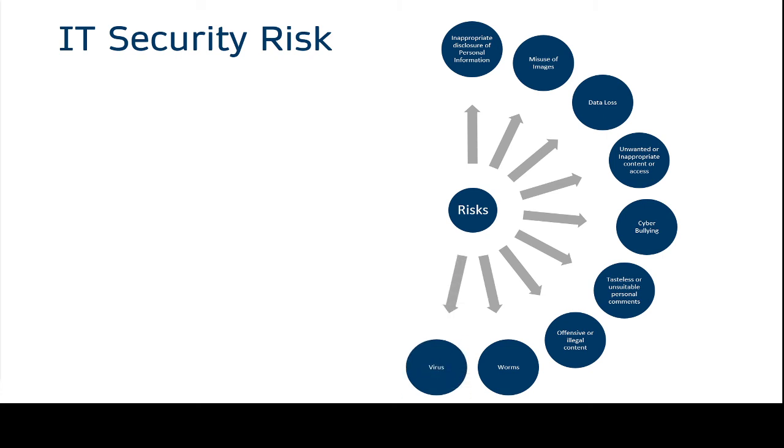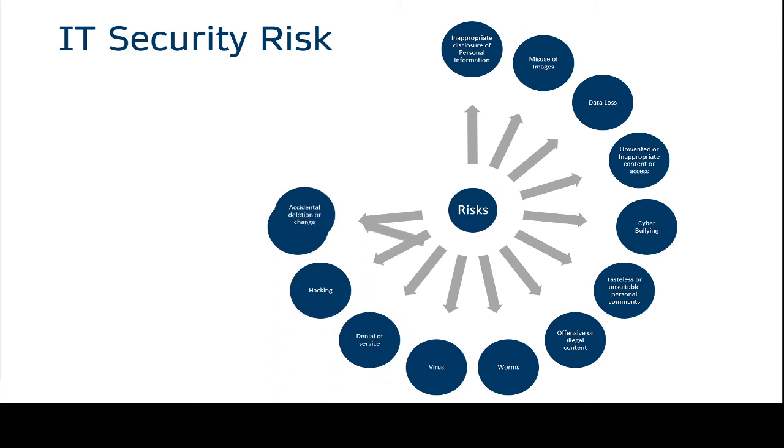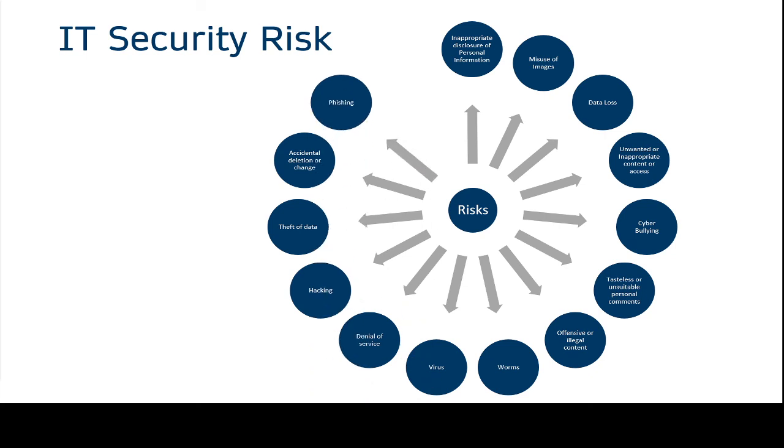worms, which are like viruses. Denial of service is a type of computer hacking attack. You've got hacking itself, where information has been stolen. Theft of the data, it's not been lost, it's actually been stolen. They've stolen the computer equipment, or they've hacked into the computer and stolen information that way. You could have accidental deletion or change that could damage your computer equipment.